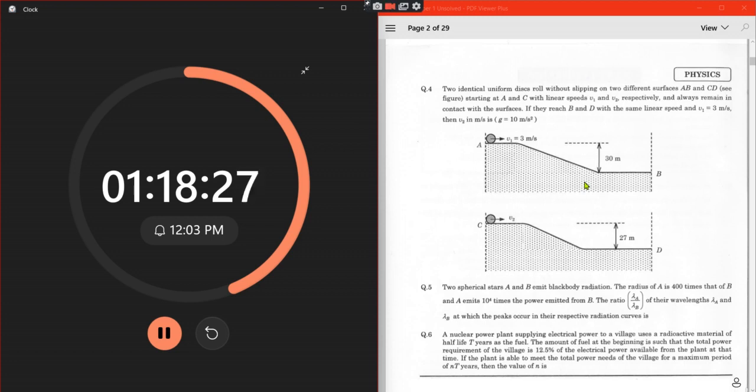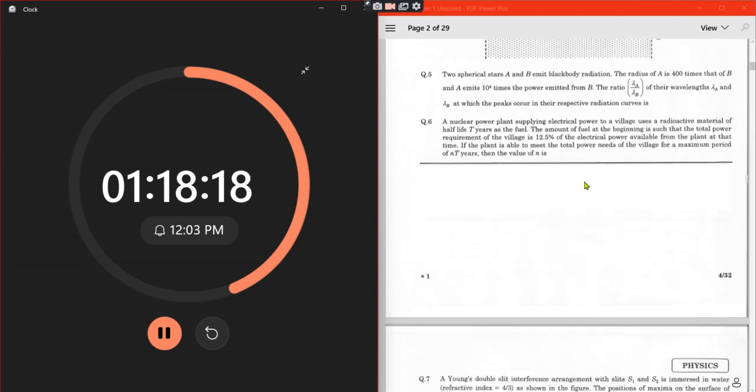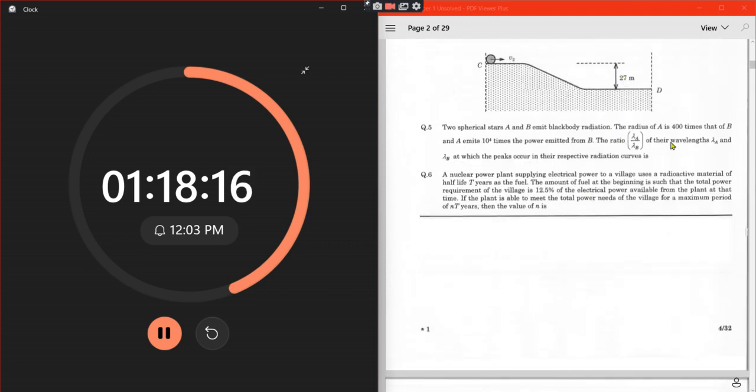फिफ्थ क्वेश्चन इज two spherical stars A, B emit black body radiation. The radius of A is 400 times that of B, and A emits 10 power 4 times the power emitted from B. Ratio lambda A upon lambda B of their wavelengths is. Right. Radius of A is 400. Okay. A versus B देखते हैं. Radius is 400 times that of B. पहले तो 400 is to 1. Okay. A emits 10 power 4 times the power emitted from B. Powers का ratio क्या, 10 power 4 times.